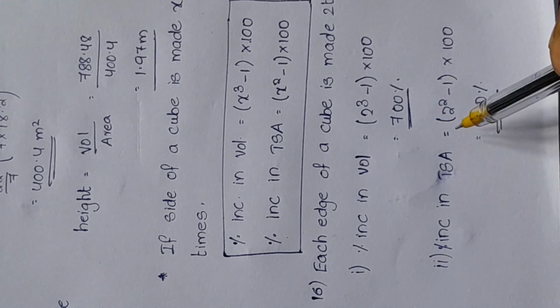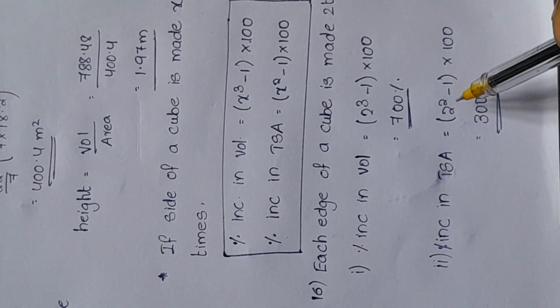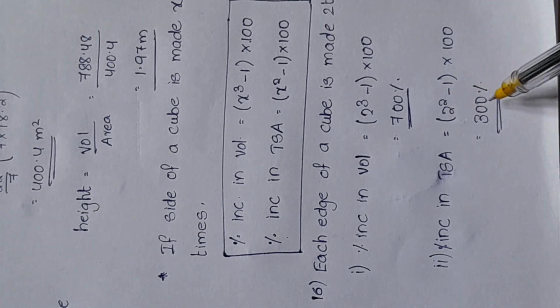Percentage increase in the total surface area, that is (2² − 1) × 100. 2² is 4, minus 1, that is 3, into 100. 300 percent is the increase in the total surface area.